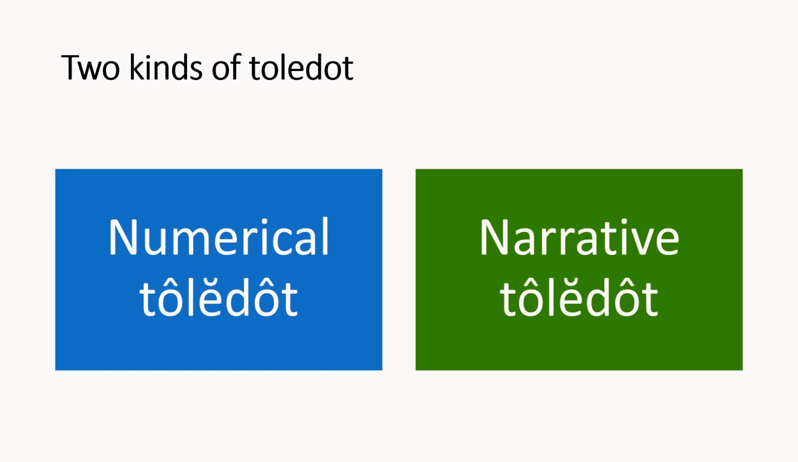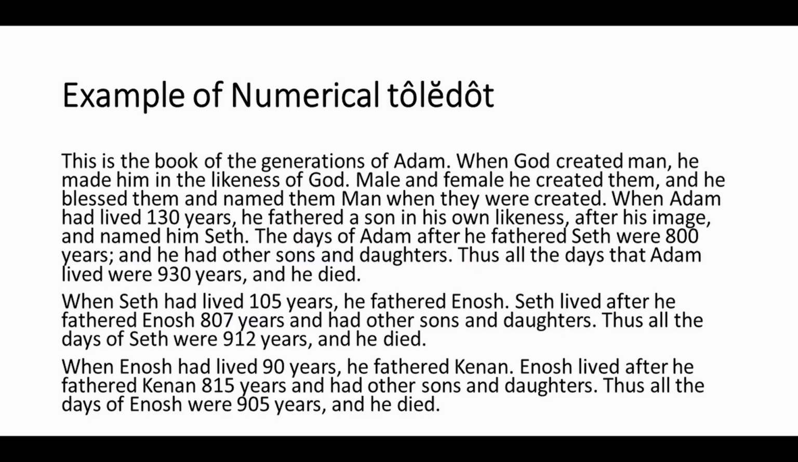So here we go. Here's an example of one of these numerical Toledot. So this is the generations of Adam. We have Adam fathered Seth, and Seth fathered Enosh, and Enosh fathered Kenan, and then this goes on and it goes on and it goes on.